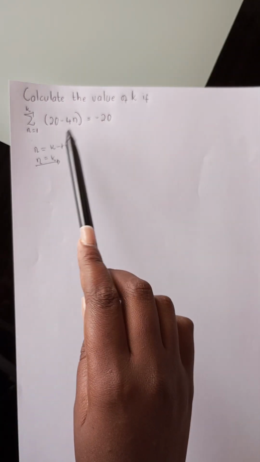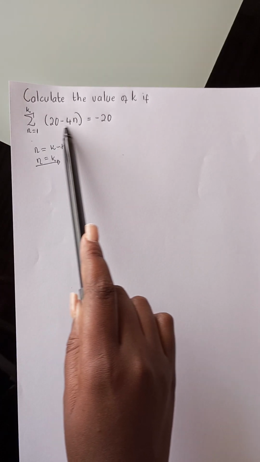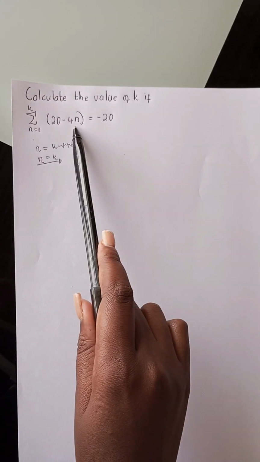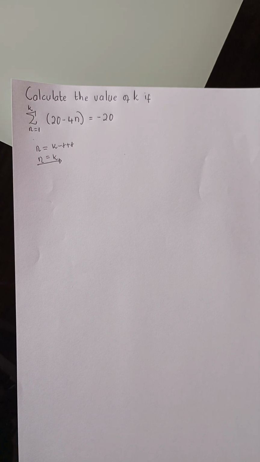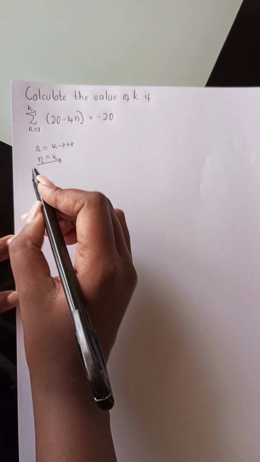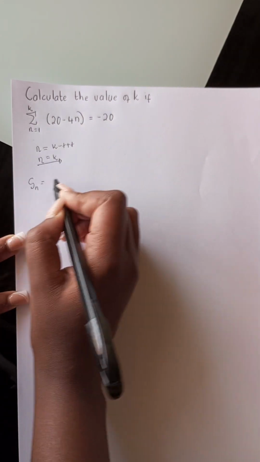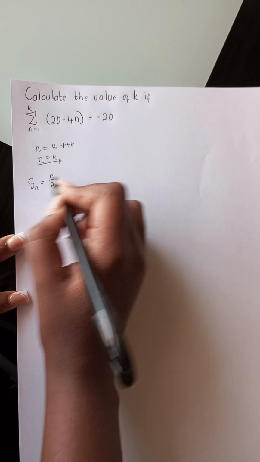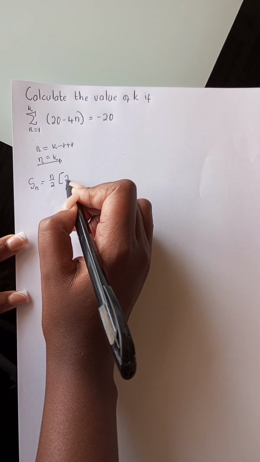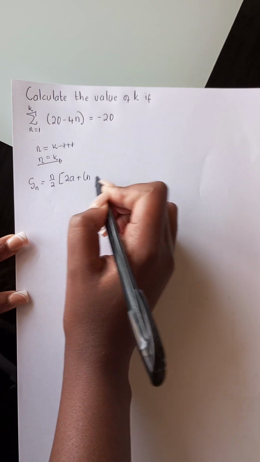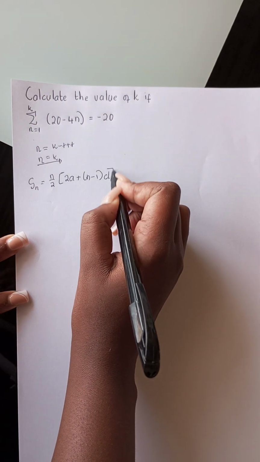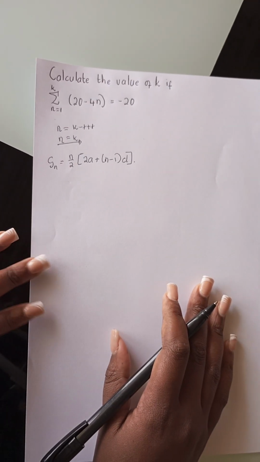Before we can start calculating, we must first determine the kind of series that we have here. So if we look at this formula here, we have 20 minus 4n. It has the form of a linear sequence or an arithmetic sequence. Therefore, we must use the formula for evaluating arithmetic series. So the formula is Sn is equal to n over 2 into 2a plus (n minus 1)d. I believe you all know this formula.